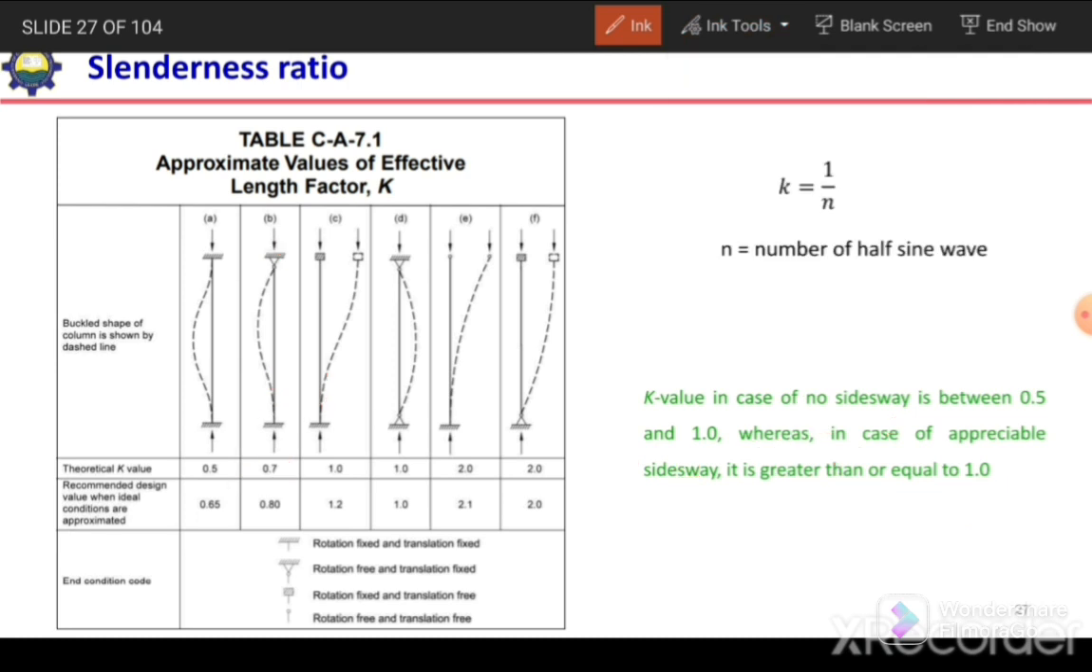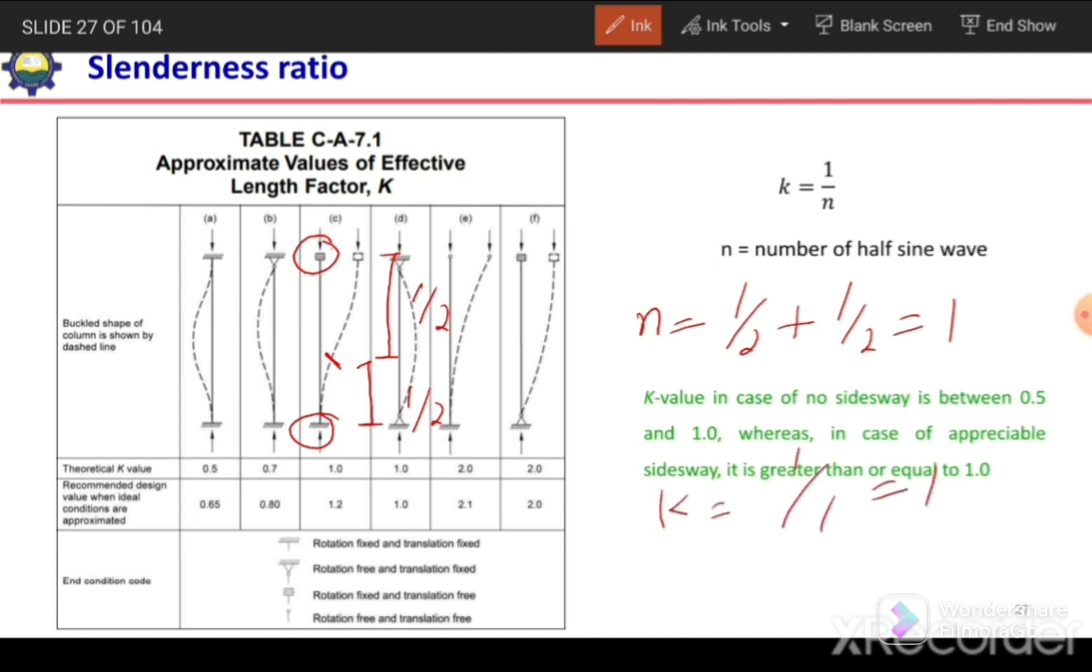Similarly, in this case, we have a support at the top in which the rotation is fixed but translation is free, and at the bottom we have a fixed support. So in that case, we have this quarter half sine wave, and then again half of half sine wave, and then half sine wave. So this is 1 by 2 of half sine wave, and this is also 1 by 2 of half sine wave. So n is equal to 1 by 2 plus 1 by 2 is equal to 1. So k will be equal to 1 over 1 is equal to 1. So we can see here the k value is 1.